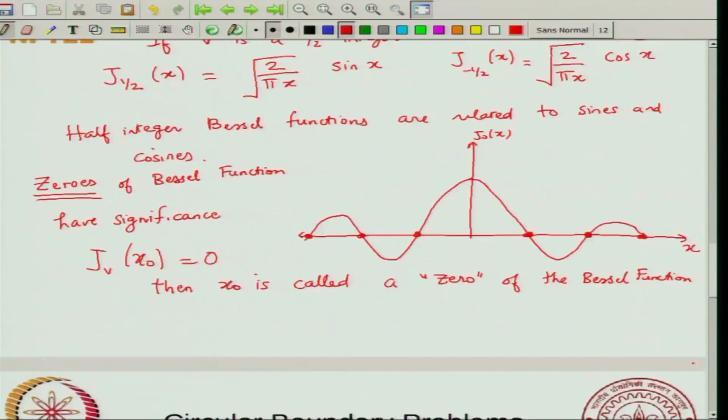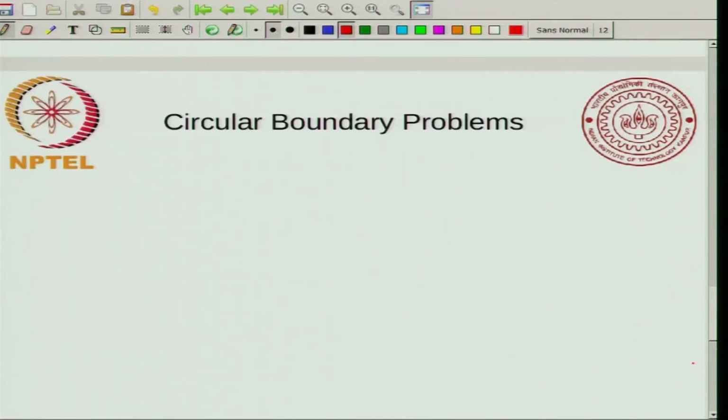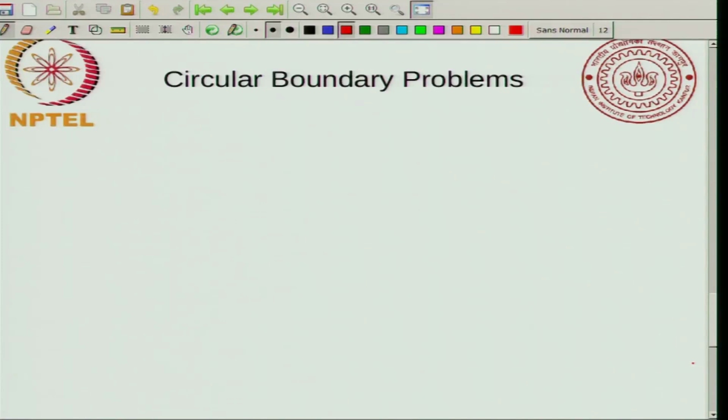Now next I want to take the Bessel functions and show how they appear very naturally when you are dealing with circular boundary problems. So what is a circular boundary problem? You can imagine something like a vibrating drum that is clamped at its ends. It can't move there, and the drum is allowed to vibrate in between. So the boundary is held fixed, and the boundary is a circular boundary.